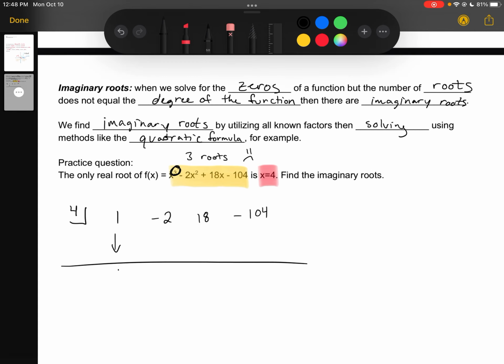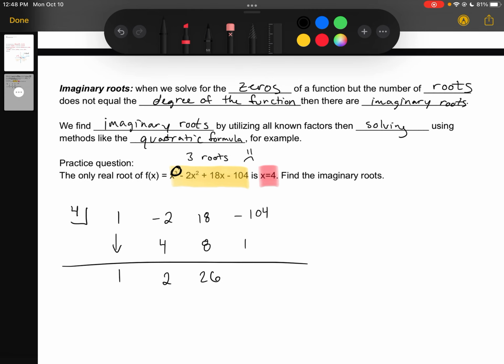Just to verify that 4 does work: 1, 2, 26, and then 104. So that actually did work out well. Remainder of 0. Good, so that's what we expected. We wanted to have a remainder of 0.